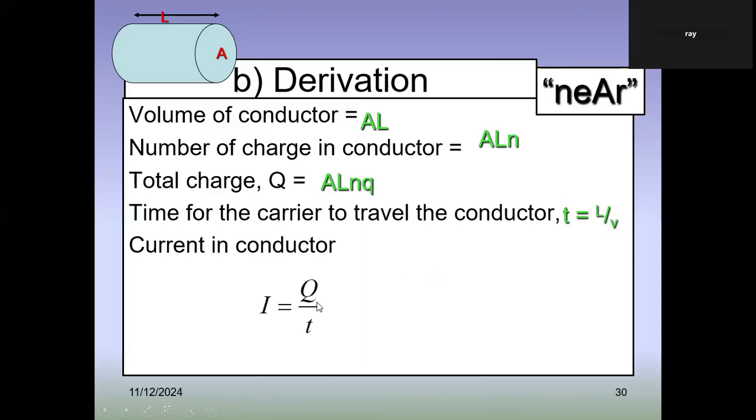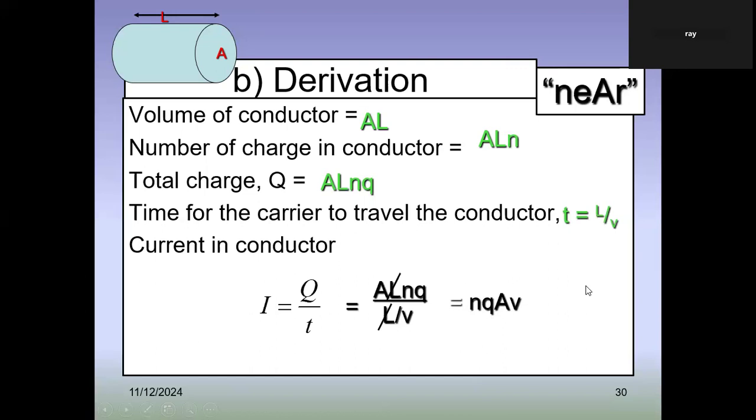So current in the conductor is Q over t. That's your Q, that's your t. So that's your total charge, divided by L over v. We cancel the L, multiply by v to get rid of the v there, and we get our equation.